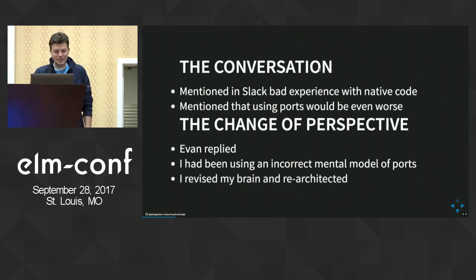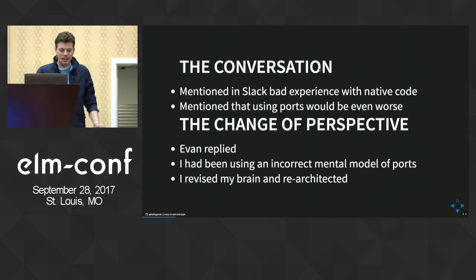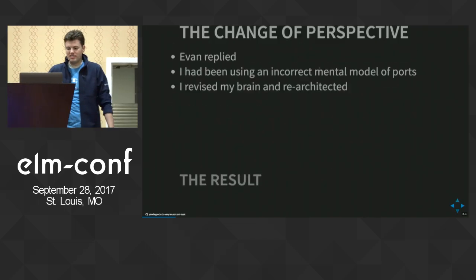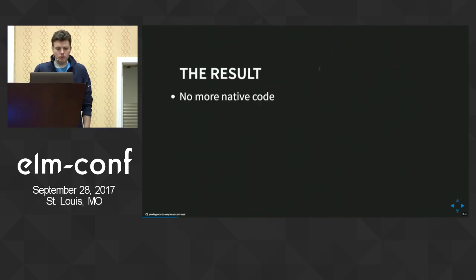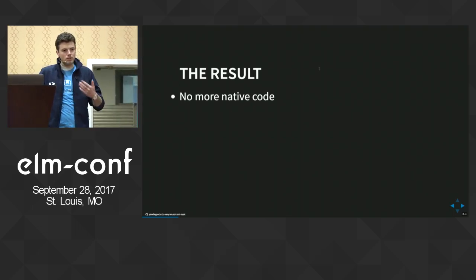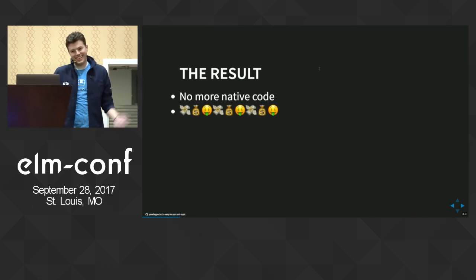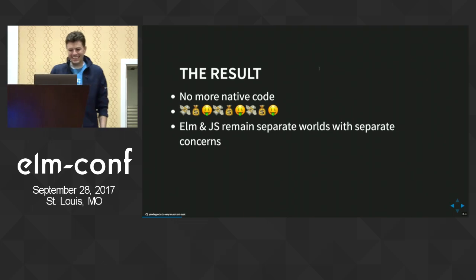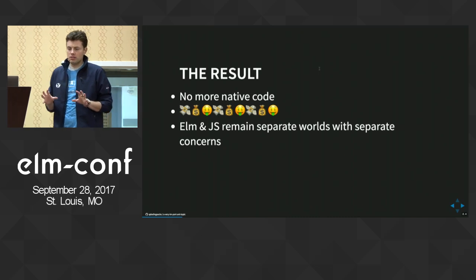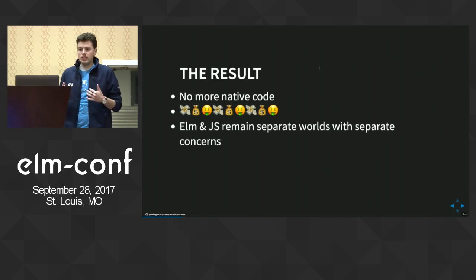So I listened to him, and I rethought the problem, and I came up with a new way of thinking, which has really helped and has made me really appreciate ports instead of kind of accept them, right? So the result was I got rid of all that native handwritten code. I got rid of all those runtime exceptions, all the possibility of things going wrong and wonky weird. I made boatloads of money. I'm just kidding, I didn't. I just like those emoji. But the idea here is that Elm and JavaScript remain in separate worlds with separate concerns, and the compiler still helps me. Well, there are layers of protection that lie between the two.